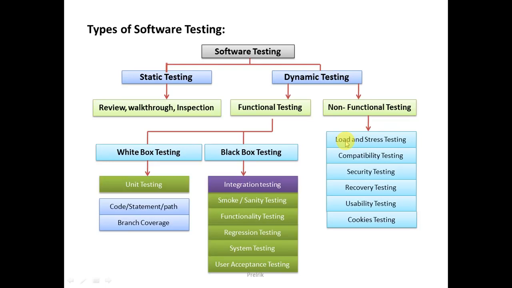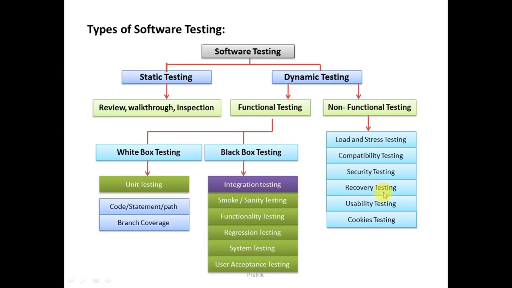Load is checking how your system behaves at peak time. When huge traffic comes, how does your system behave? Maybe the responsiveness is a bit slow. And what is stress? Stress is checking the breaking point of your system, like putting on load and checking at what extent your system breaks. Compatibility is checking your system's responsiveness on different browsers and devices. Security is like encryption testing, and other ways of making sure that security cannot be breached.